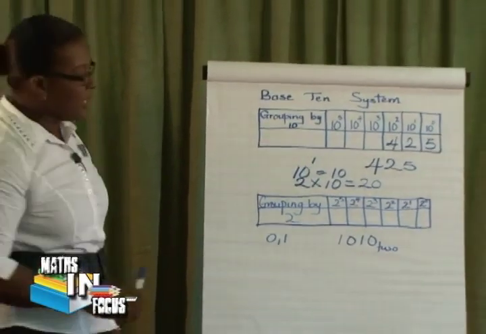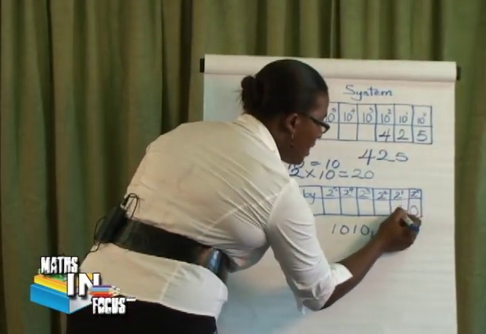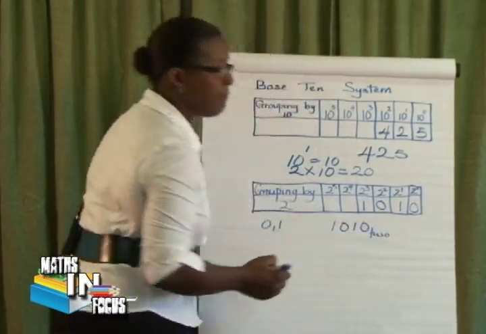Only zeros and ones have been used. And at the bottom here, I've written the name. So let us put this up here. So we have 0101.